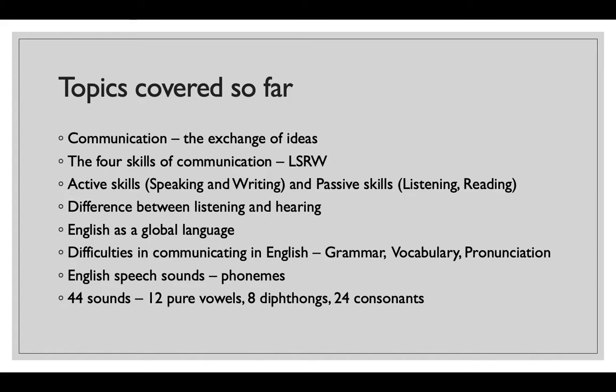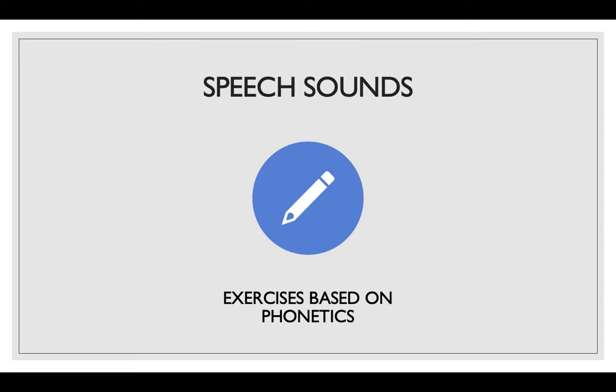Then we focused on pronunciation. We need to be aware of the 44 sounds of the English language. Without a knowledge of the 44 sounds, we are likely to use the phonemes of our L1, the first language, when we communicate in English. So that is the importance of knowing the phonemes of the English language, and how the English language has 44 sounds made up of 12 pure vowels, 8 diphthongs, and 24 consonants.